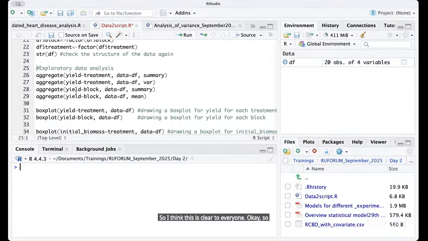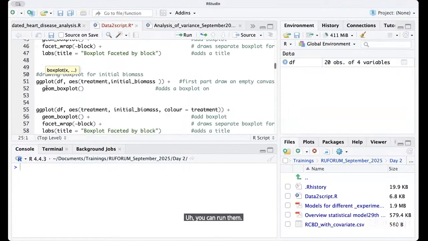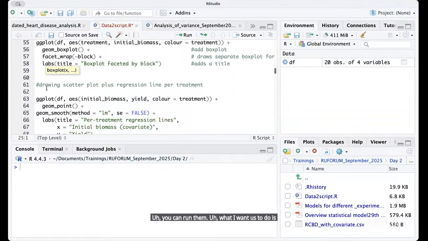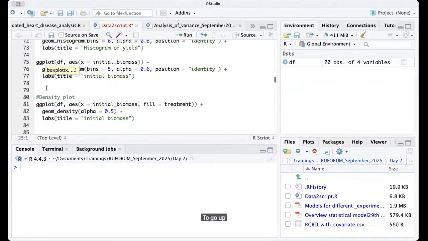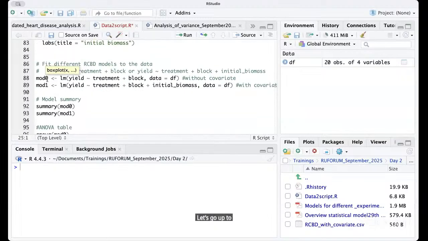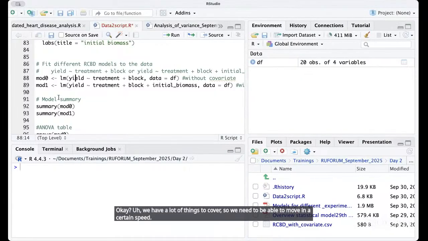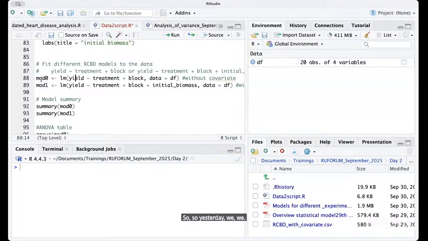Okay, so I'm not going to run these ones anymore. You can run them. What I want us to do is go up to line number 88. We have a lot of things to cover, so we need to move at a certain speed.